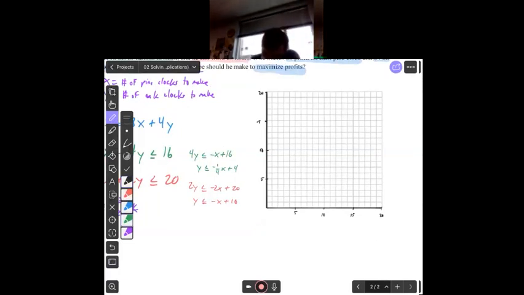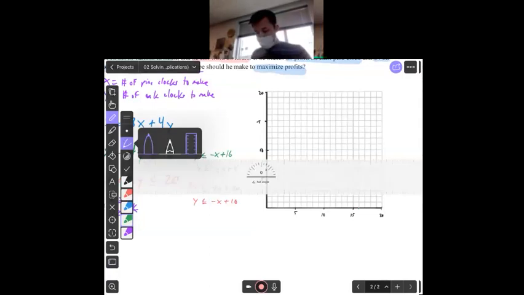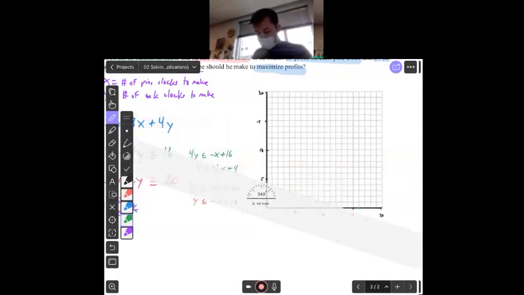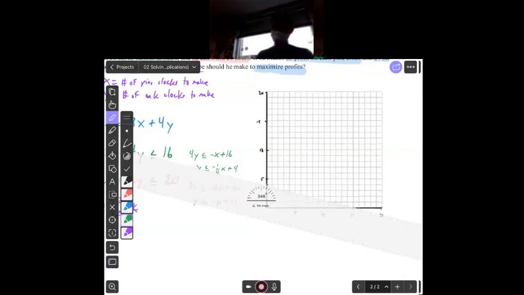So starting at 4, going from 4 to 16, that green one. Again, that's a solid line because it's equal to. Pretty much all the problems you guys are going to do will have less than or equal to or greater than or equal to. We don't see pure inequalities often, where you have to have exactly less than 4. It's usually not how businesses work.